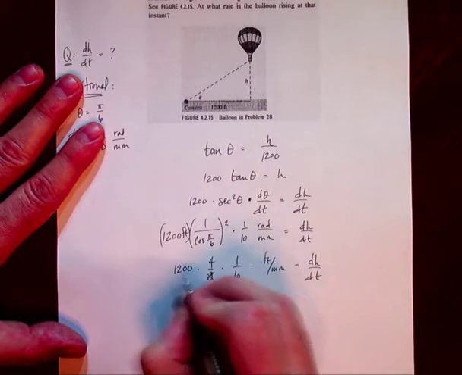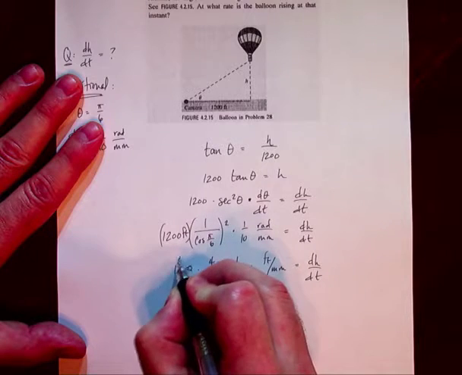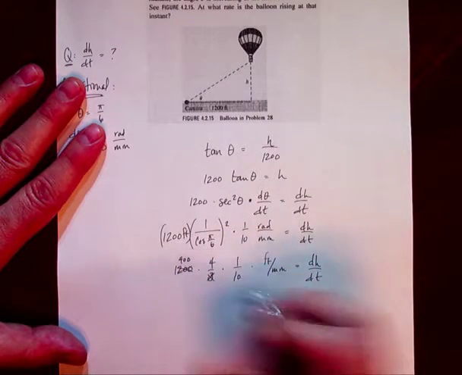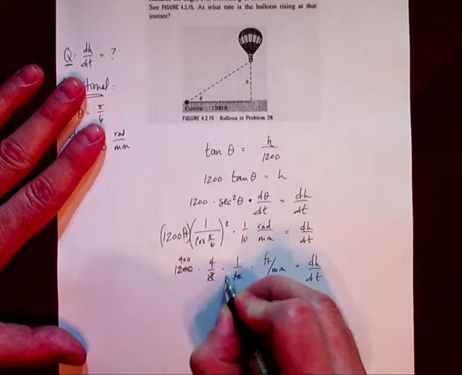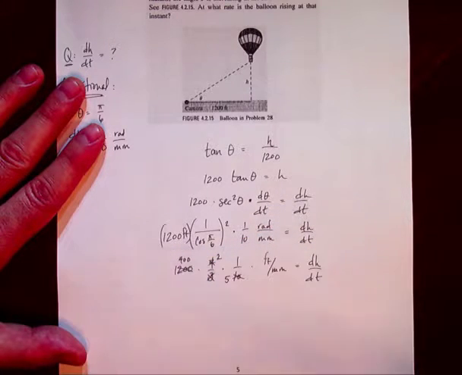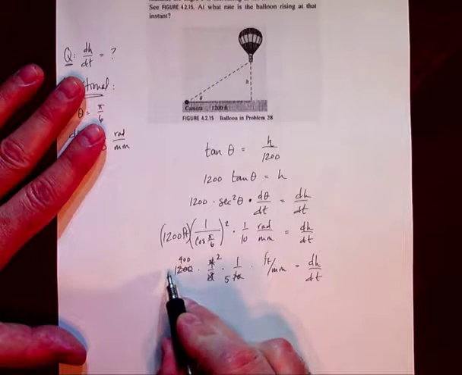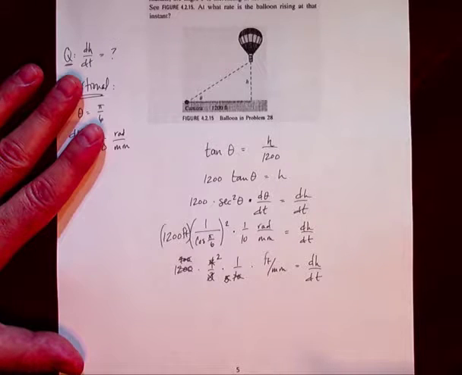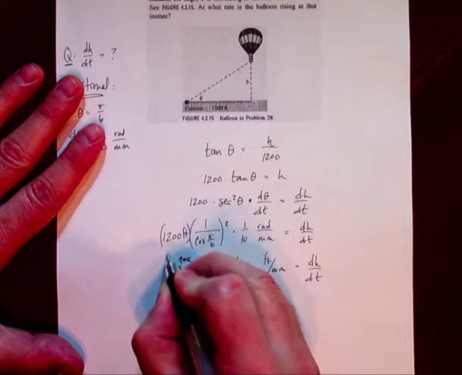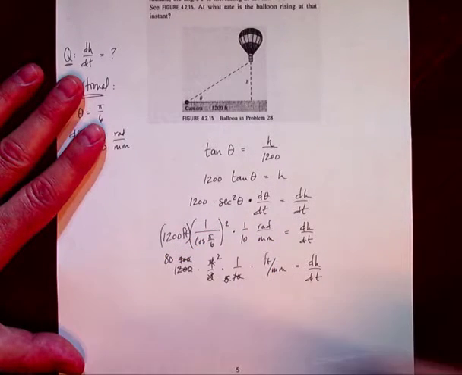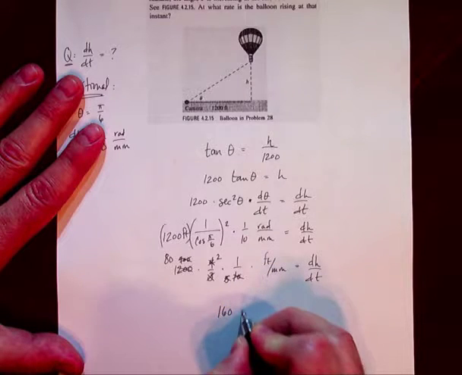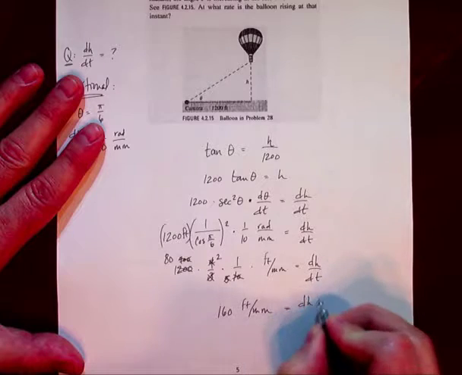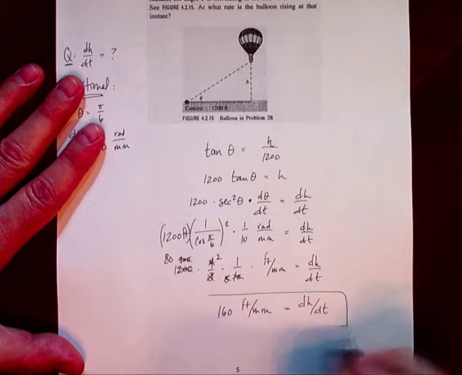The 3, of course, can cancel with the 3 inside of the 1200, leaving us 400. The 2 inside of the 10 can cancel with a 2 inside of the 4. And what I'm left with is, again, of course, the 5 can cancel inside of here. Now there's 25s in 100, so there have to be 85s in 400. And that is 160 feet per minute, equal to dh/dt.